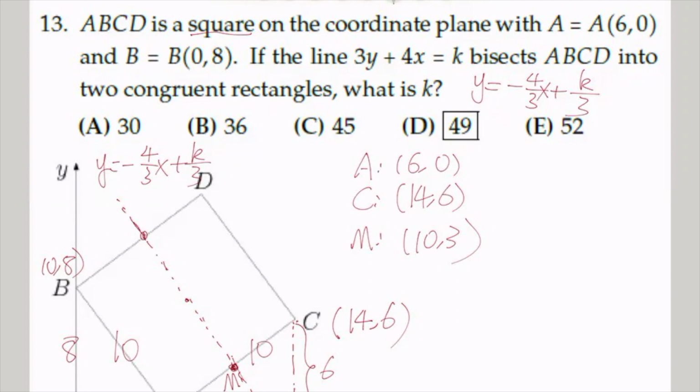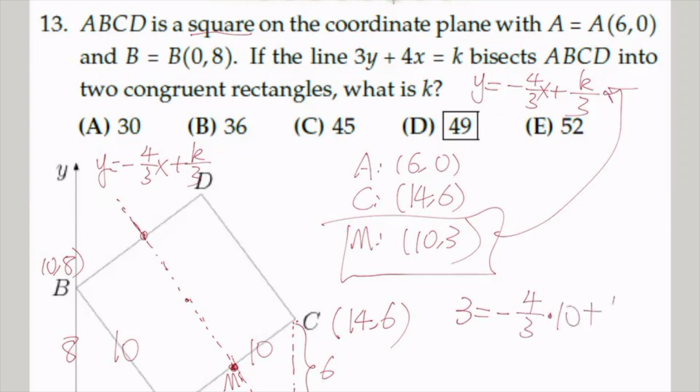So if we plug in the midpoint of AC into this equation, it should work, which means that 3 equals negative 4 over 3 times 10 plus k over 3. Let's multiply by 3. We have 9 equals negative 40 plus k, which means that k is 49.